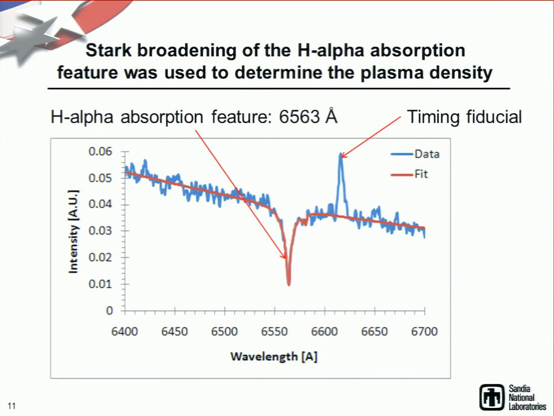So this is a sample of some data that was collected. Shown in blue is the actual data, and then shown in red is this fit that's used. Basically, this is continuum emission with an absorption feature and timing fiducial, so we can ignore this. The absorption feature is hydrogen H alpha, and so you can look at the spectral broadening of that and try and determine what the density is of the plasma that you're observing.